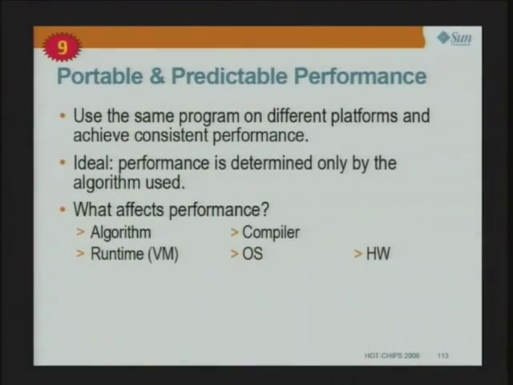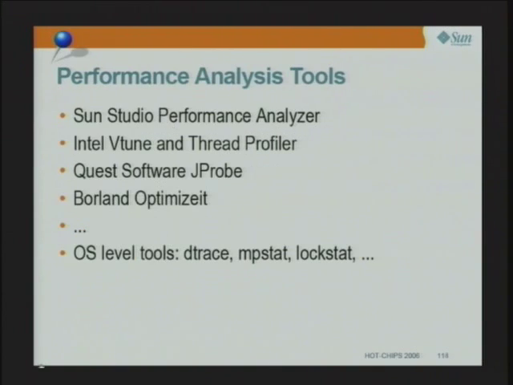So in order to achieve portable and predictable performance, you have to use tools to find where the performance bottlenecks are. There are several available performance analysis tools. Sun has them, Intel has them, Quest Software has JProbe for Java, Borland has tools for Java, and a bunch of other companies are providing this. And there are also OS-level tools you can use.